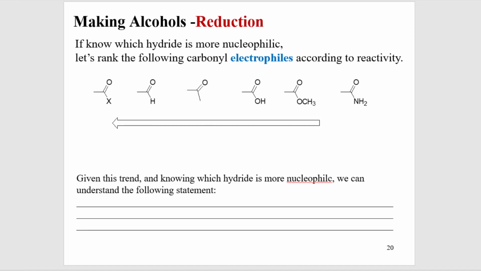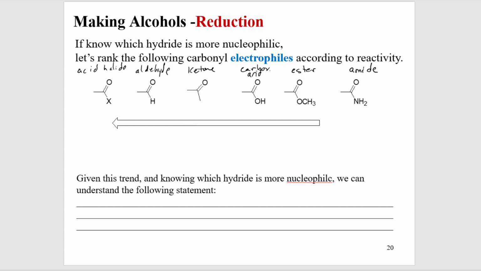At this point, I think it's very important to start looking at different carbonyl electrophiles and their reactivities. So all electrophiles of a carbonyl are not equal. What does that mean? Well, if I look at a bunch of carbonyls, I've got an amide here. I've got an ester. I have the carboxylic acid. I have a ketone. I have an aldehyde. And I have an acid halide.